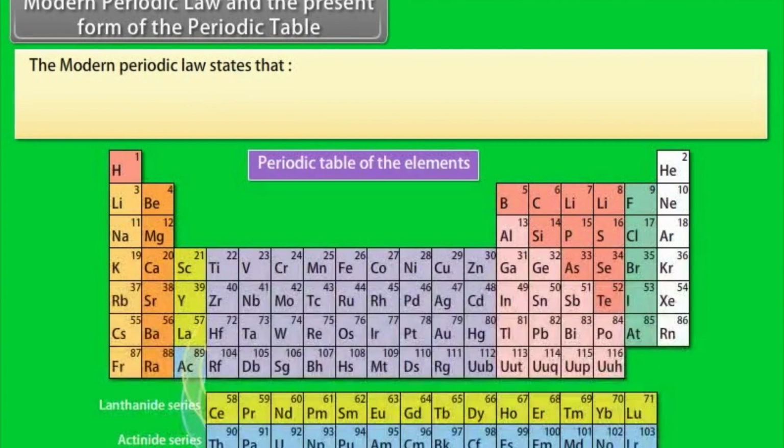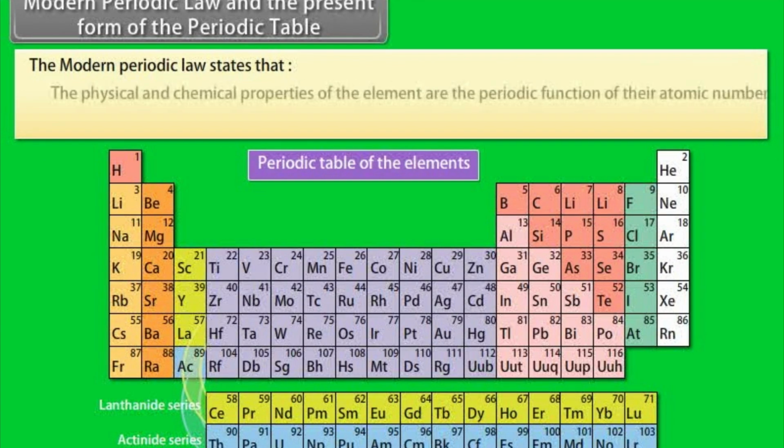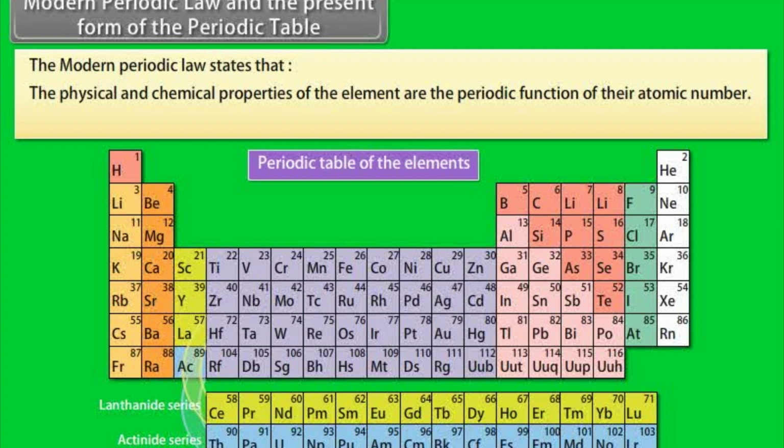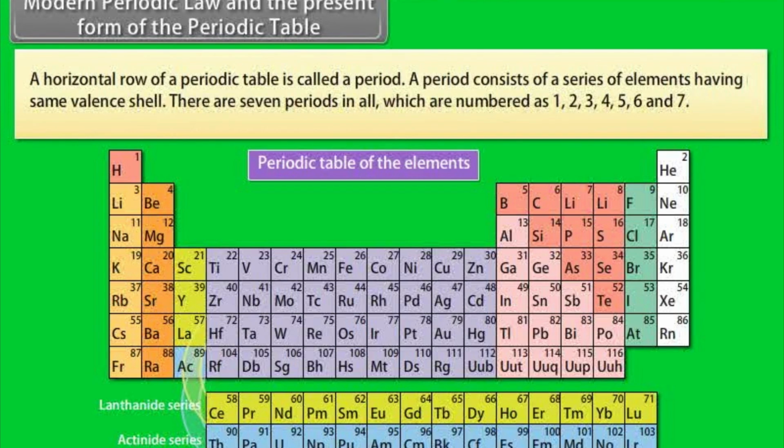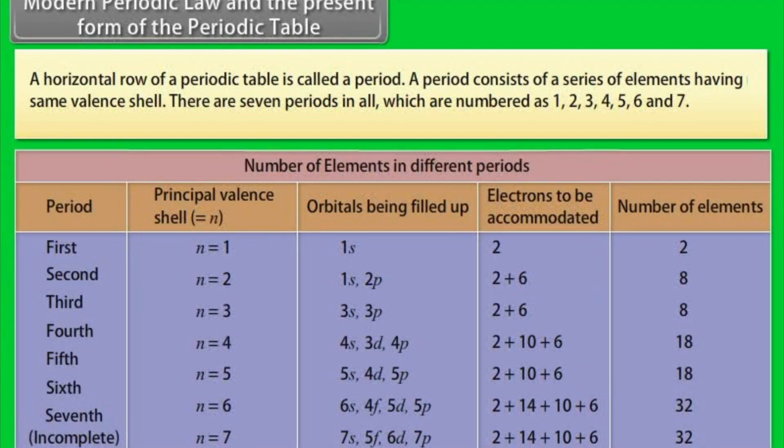Modern periodic law and the present form of the periodic table. The modern periodic law states that the physical and chemical properties of the elements are the periodic function of their atomic number. The present form of the periodic table is the long form. A horizontal row of a periodic table is called a period. A period consists of a series of elements having same valency shell. There are 7 periods in all, which are numbered as 1, 2, 3, 4, 5, 6 and 7.